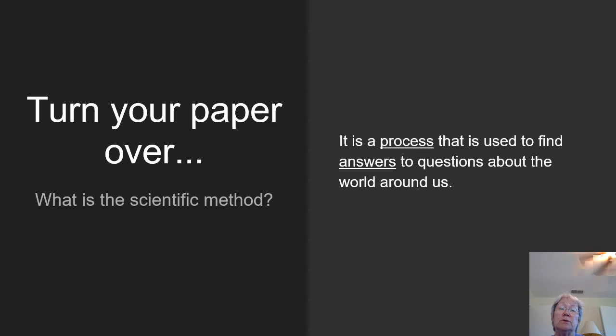Now you need to turn the paper over, and we're going to start with filling in the blanks at the top. There are some paragraphs there, and these words that are underlined are going to help you locate where in the paragraph you should put the answers. So the first paragraph says, what is the scientific method?